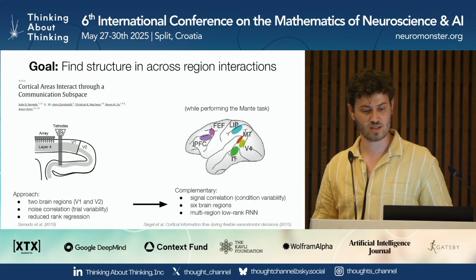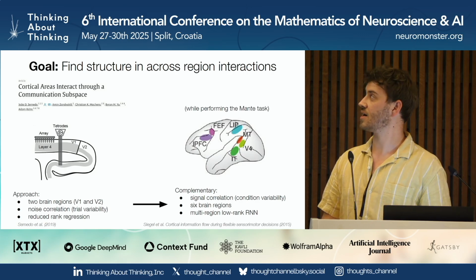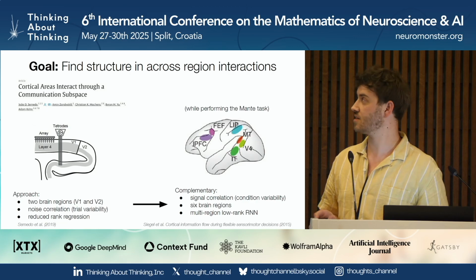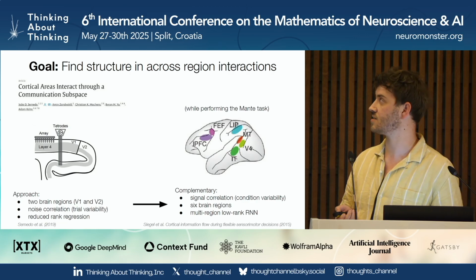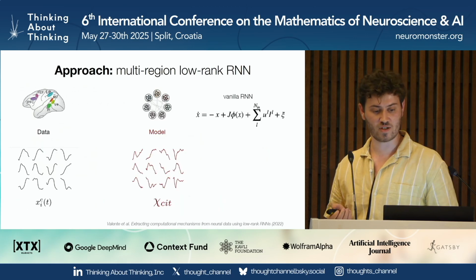just call it the MANTE task, a contextual decision-making task. And we also have parallel recordings of 6 brain regions. This makes it a little more challenging, so we're using multi-region low-rank RNNs. I will introduce them now. So let's start with a vanilla RNN.